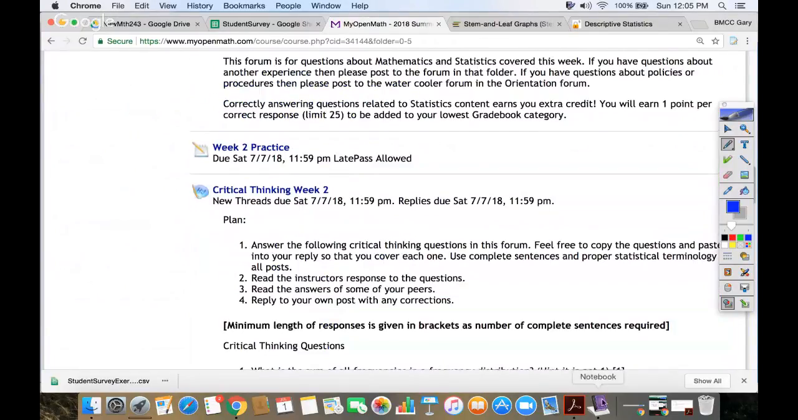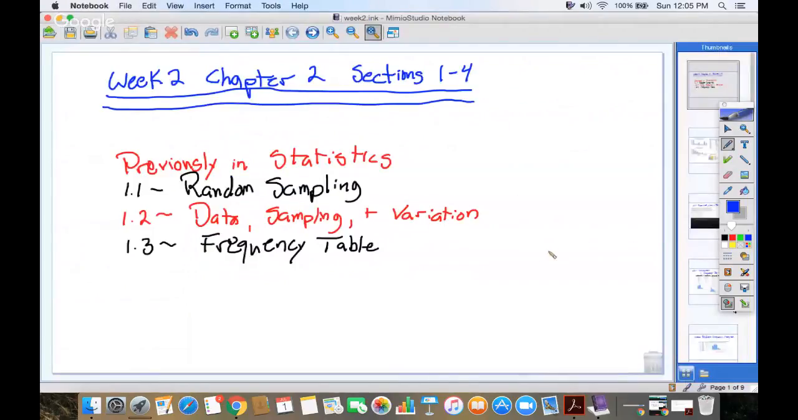So, an overview of this week. Previously, we looked at random sampling, that it's a challenging thing to do, and there are many, many techniques to try and get a good random sample. We could do a whole series of classes just on that, but we just did a brief introduction last week. Ideas of data sampling and variation, and then frequency tables.